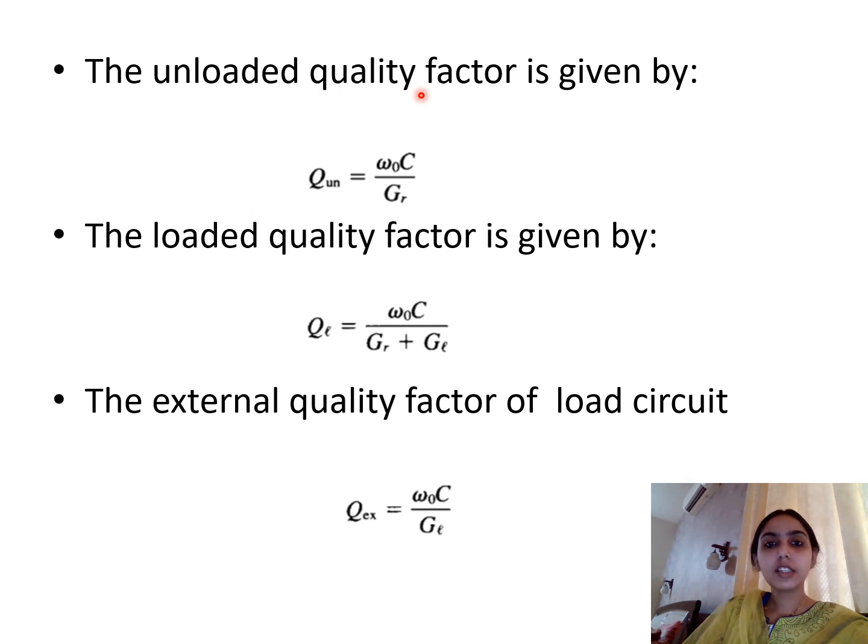The quality factor determines the frequency selectivity of a resonator. The expression for the unloaded quality factor is given by ω0 C/GR. That is, we do not consider the resonator to be loaded, so we consider only the conductance per resonator. The loaded quality factor is given by ω0 C/(GR + GL). That is, here the load conductance per resonator is also considered. The external quality factor will be given by ω0 C/GL.